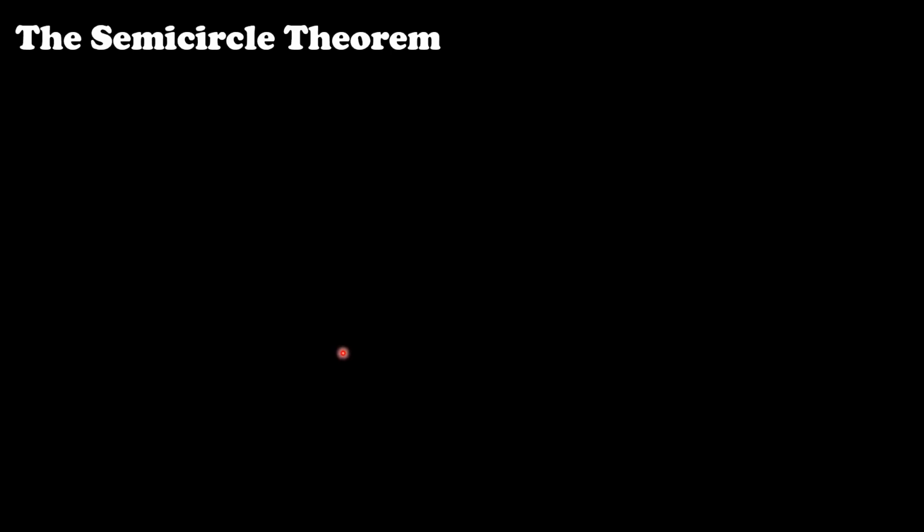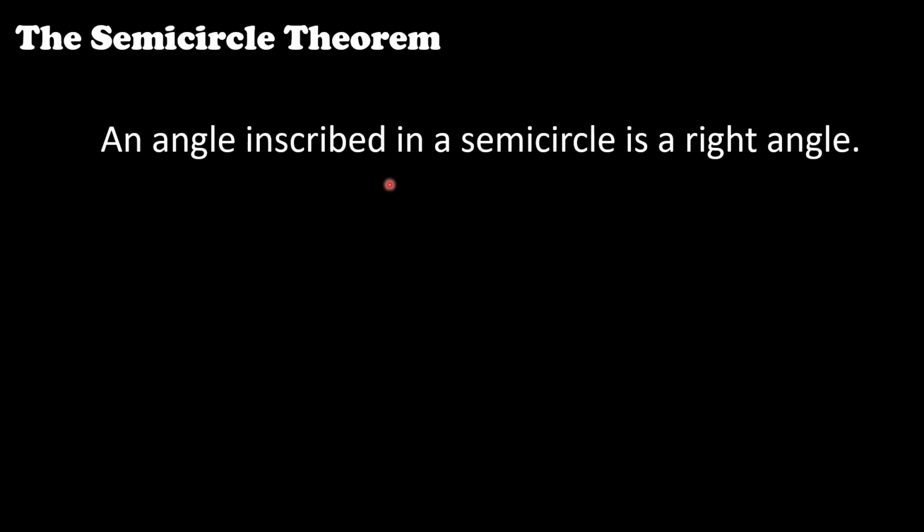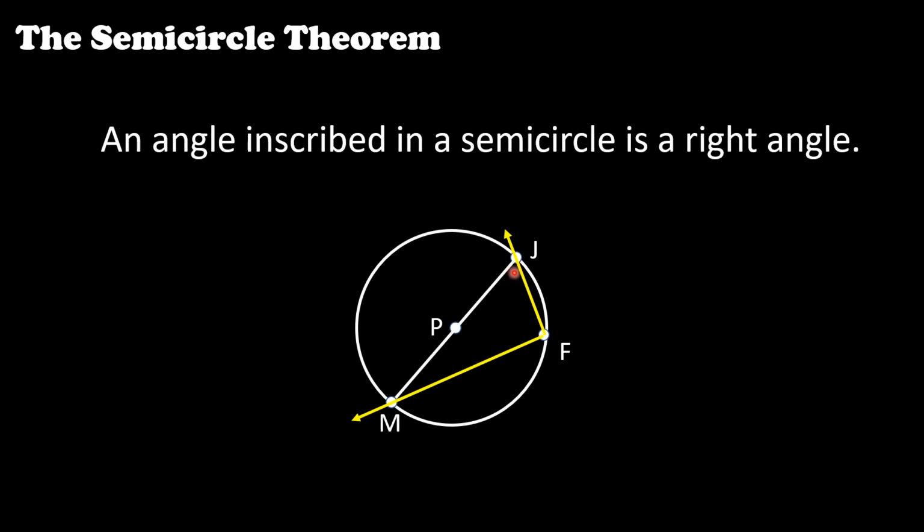The semicircle theorem: an angle inscribed in a semicircle is a right angle. In the figure, JM is a diameter. Angle JFM is an inscribed angle that intercepts semicircle JM. Hence, inscribed angle JFM is inscribed in semicircle JFM. Therefore, we conclude that angle JFM is a right angle and it measures 90 degrees.